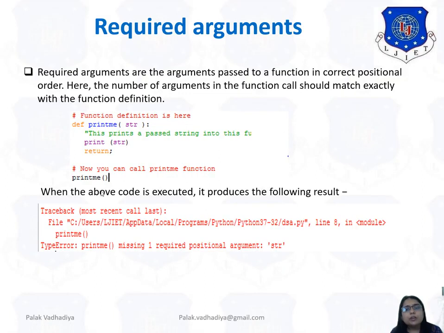It simply gives me an error, and here it is also written. The type of error is: print me missing one required positional argument. That means inside the function we have one argument, that is a string, but in the call there is no argument. So this function will give you the error. Whenever you define any function, whatever parameters you specify inside the function, you have to supply when you call that function.